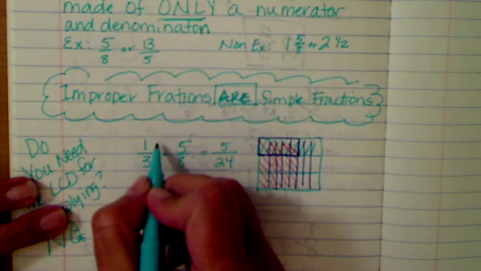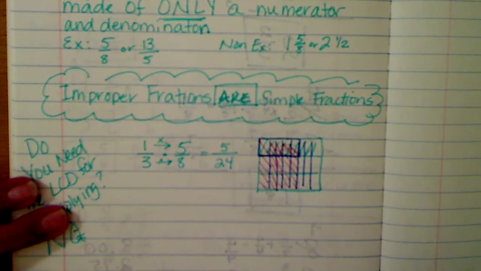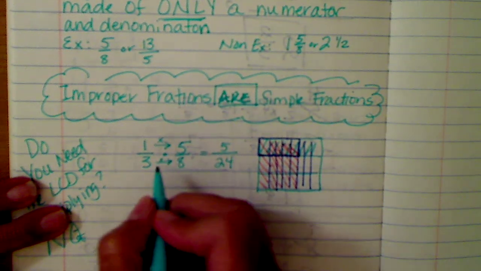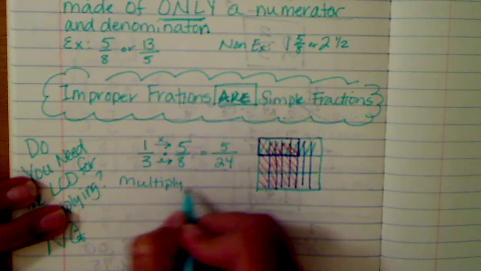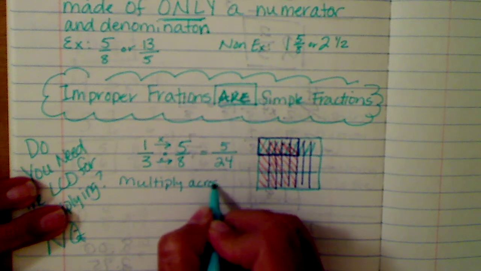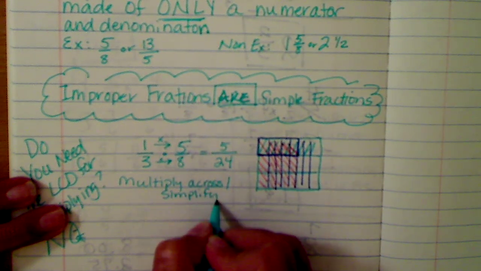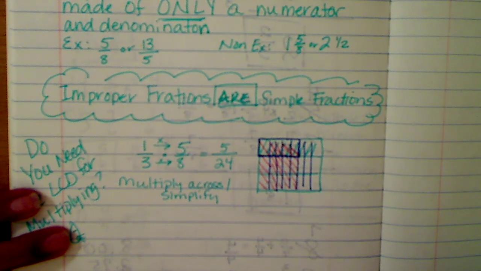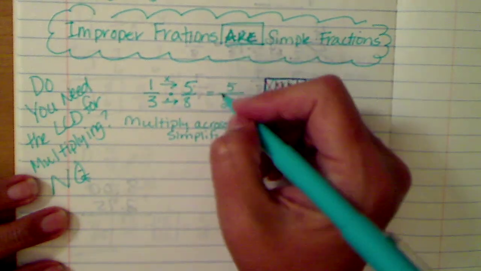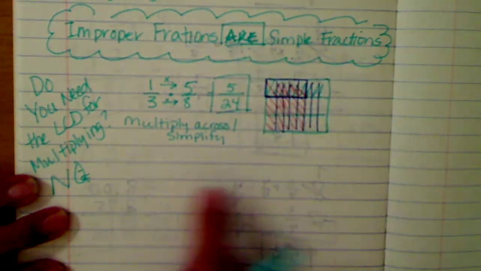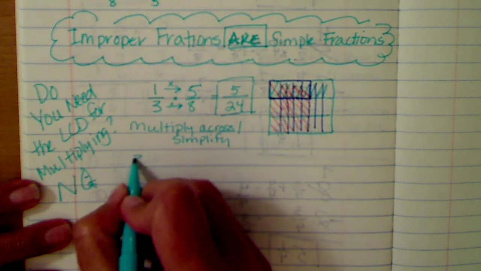So as you can see, this is our visual, this is what's happening. We are just multiplying the numerators and the denominators across. So we just multiply across and simplify. Sometimes though, we can simplify on the front end instead of the back end. This fraction didn't really need to be simplified, but what happens when we have one that does?